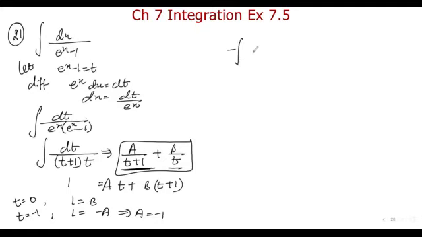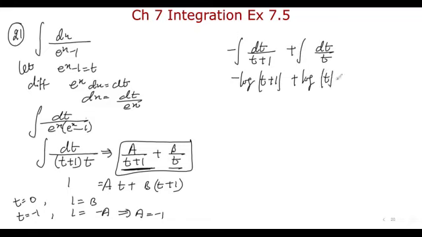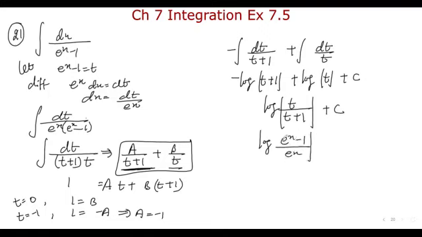Now put a and b and then integrate. A is minus integral dt upon t plus 1. B's value is integral dt upon t. This is minus log of t plus 1 plus log t plus c. Log a minus log b is log a upon b plus c. Put the value of t, t is e power x minus 1. This is the answer for this question.